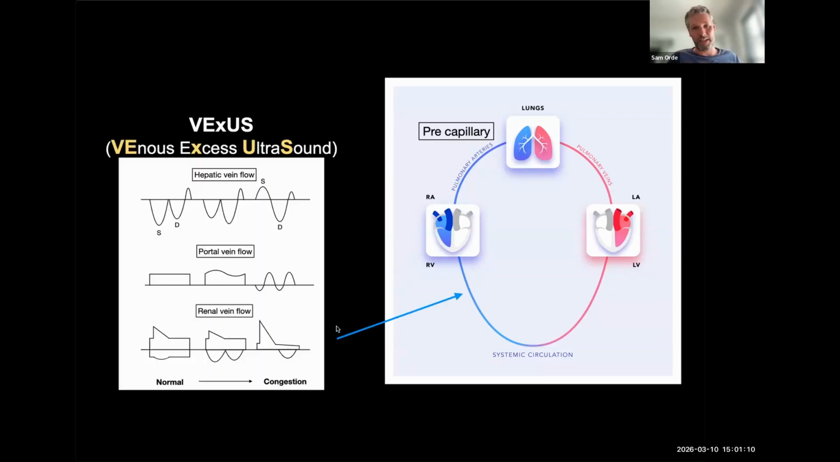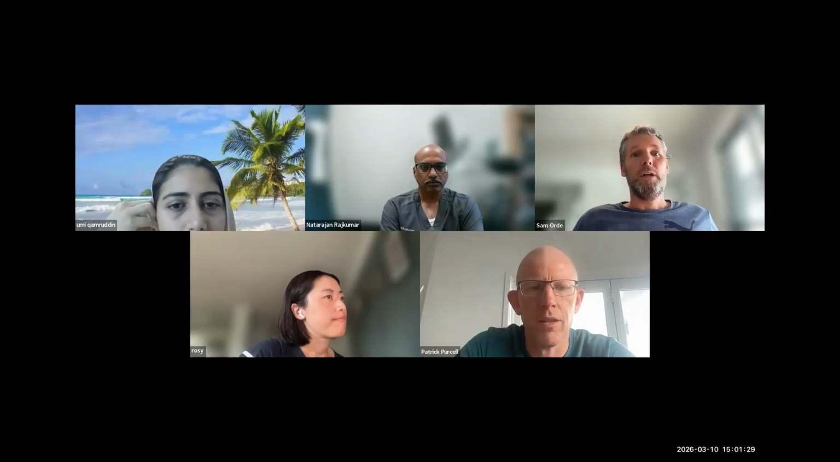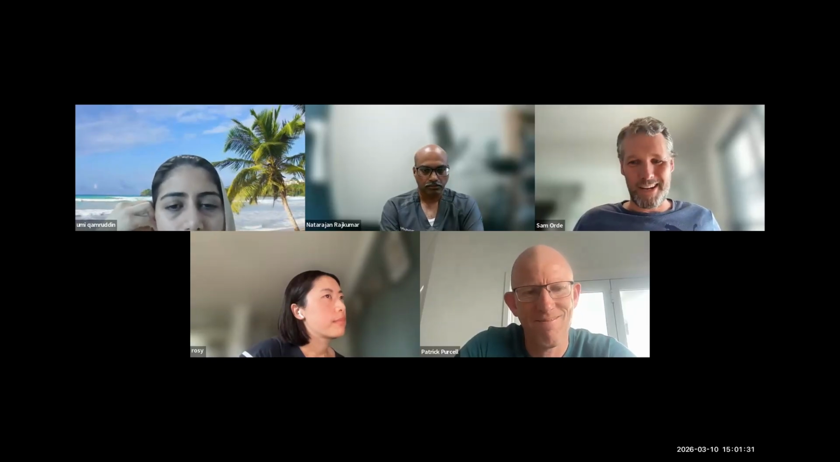And the last one that I love adding in is those signs of congestion: hepatic, portal, and renal vein flows. And I think you're all pretty good with this. Forgive me, Patrick, if you're not using this a lot, VExUS. It's incredibly useful. I'm using it more and more in my practice, and it's useful obviously for signs of congestion and RV failure. Yeah, I've been using it when I can find the portal vein. Yeah, nice. Exactly. Yeah, me too.